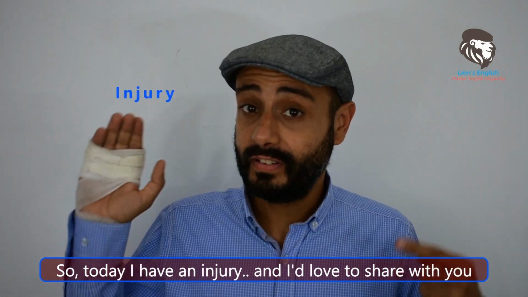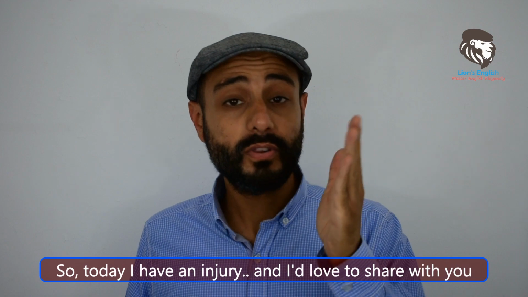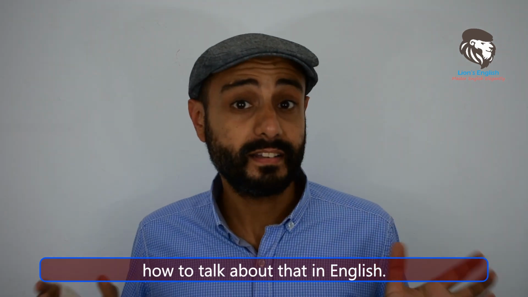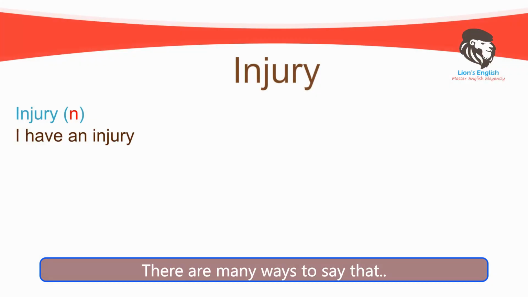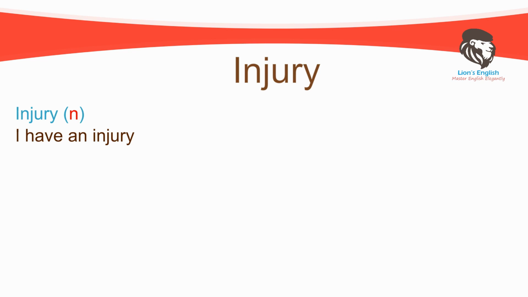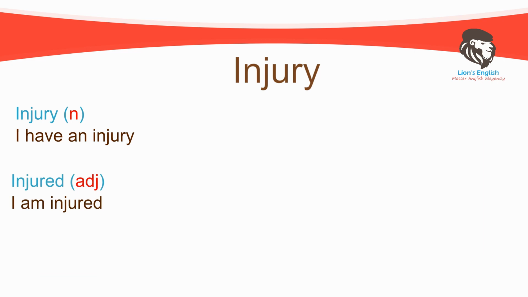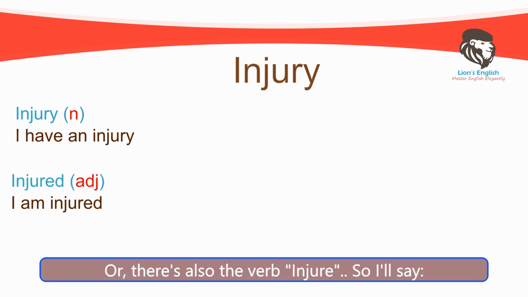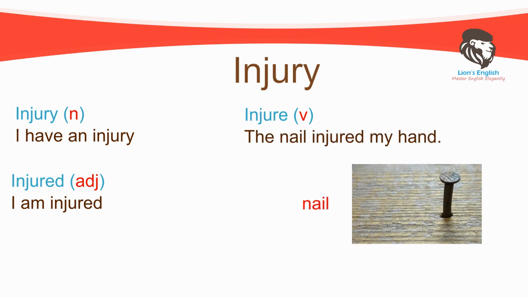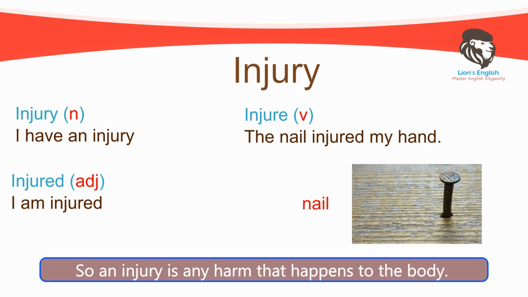So today I have an injury and I would love to share with you how to talk about that in English. There are many ways to say that. I can use the noun injury and say, I have an injury. Or I can use the adjective injured and I say, I am injured. Or there's also the verb injure. So I'll say, the nail injured my hand. So an injury is any harm that happens to the body.